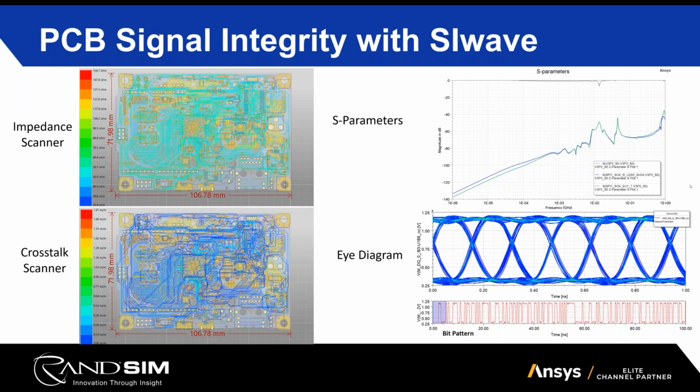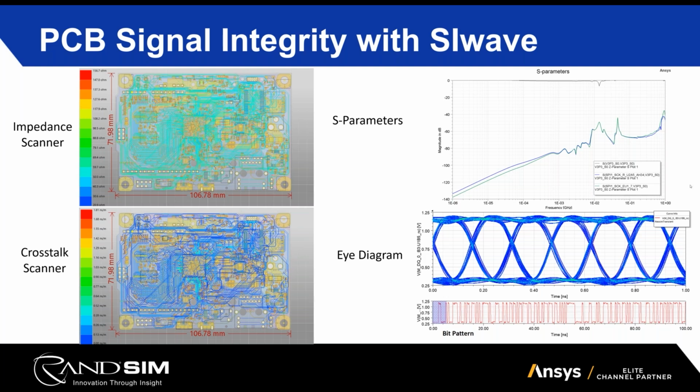What's really useful for this is that you can easily see where you might have problems with crosstalk or impedance and where you need to reevaluate your board. Within SI Wave, we can also look at the S parameters, such as insertion loss and return loss, and see if we're meeting the specific requirements that most boards have.